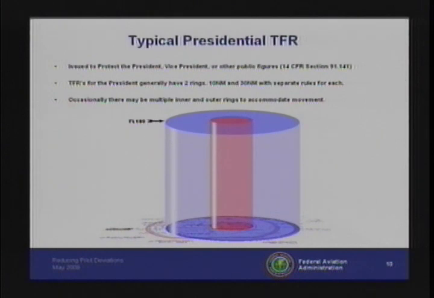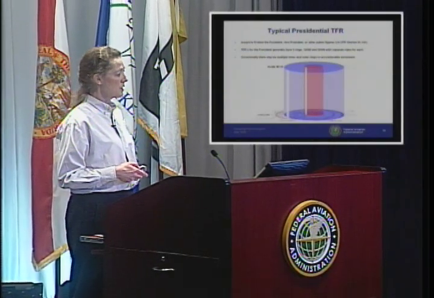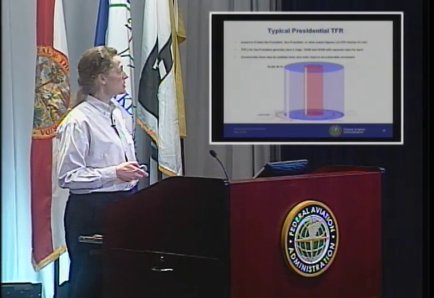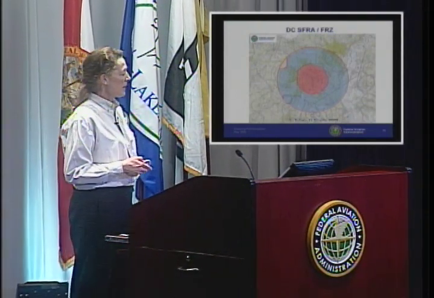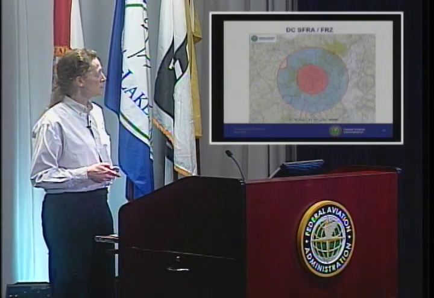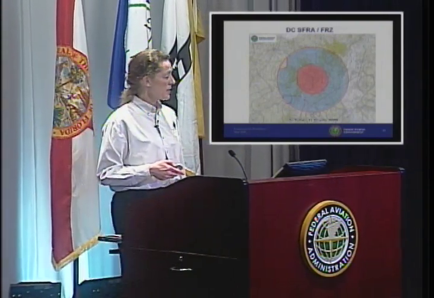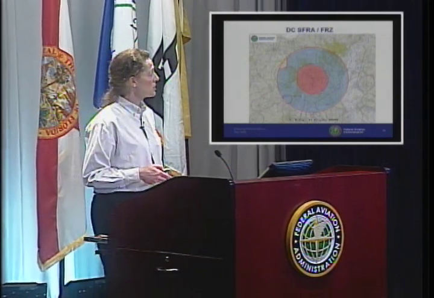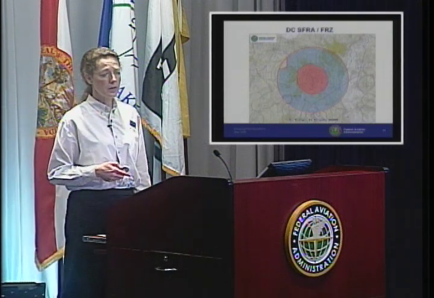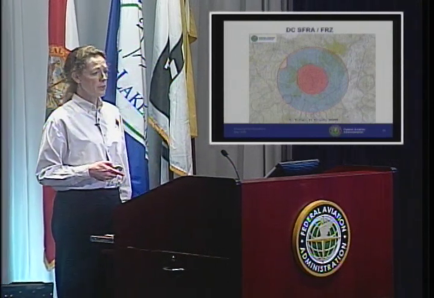The presidential TFR that we used to have in the Washington, D.C. area extended to 30 nautical miles, was changed in August of 2007, and has maintained that shape and is now the Special Flight Rules area. The Air Defense Identification Zone was reconfigured in August of 2007 and is now still 30 nautical miles. But you'll notice in the northwest corner is the Leesburg maneuvering area that has a separate set of operating requirements.